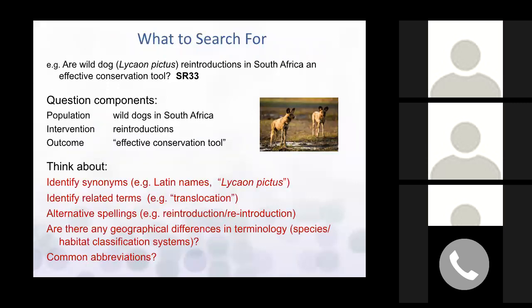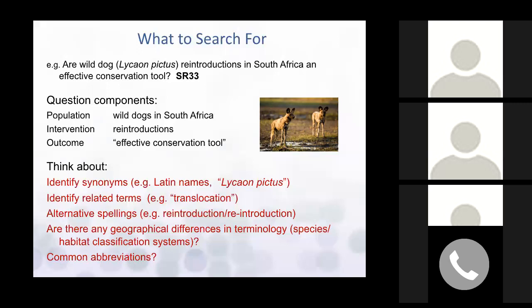I did kind of go over an example. This is an example from a systematic review on whether or not wild dog reintroductions in South Africa are an effective conservation tool. So here they've identified the components of their question. The population is the wild dogs in South Africa. The intervention is the reintroductions, and the outcome is effective conservation tool. I think that's a terrible outcome. But if that's the scope of their review, they might just be looking at how it's implemented. It's not clear yet.